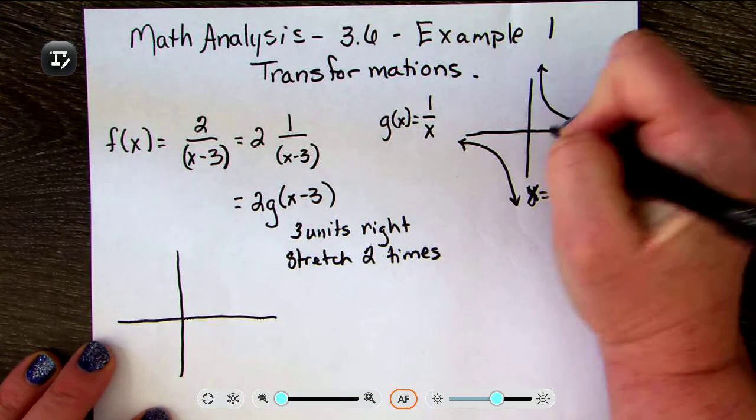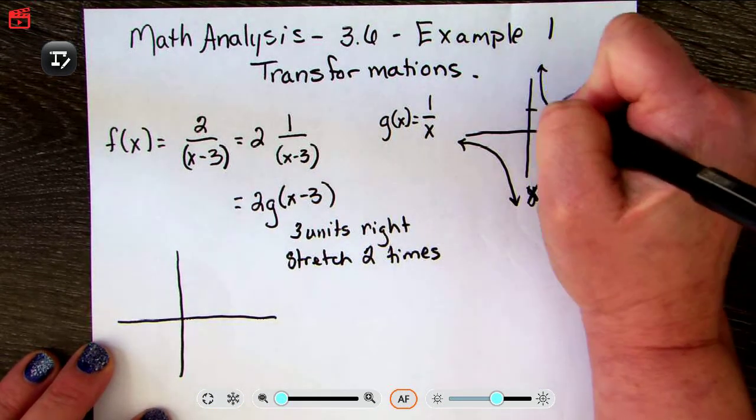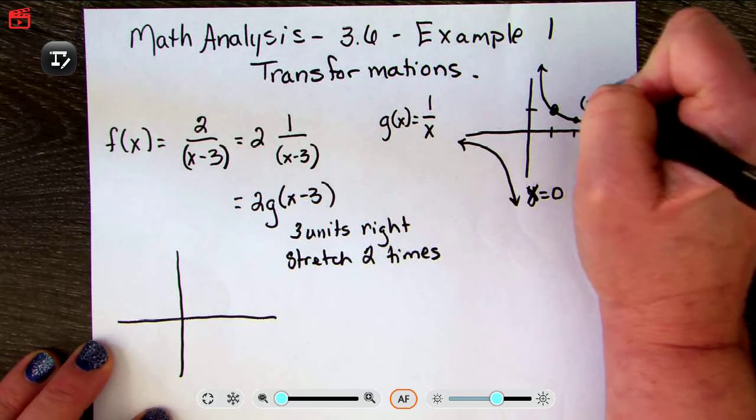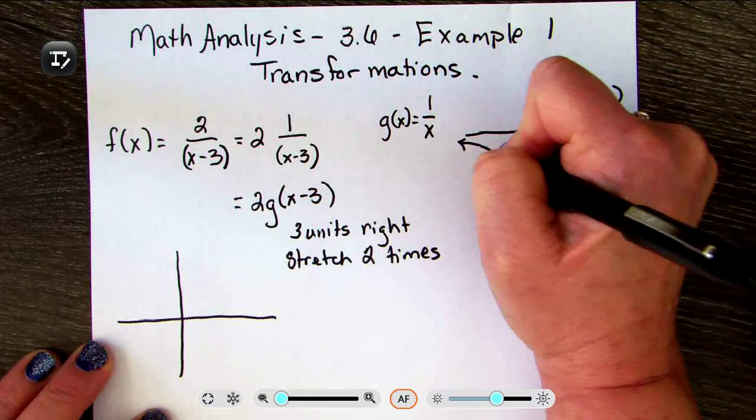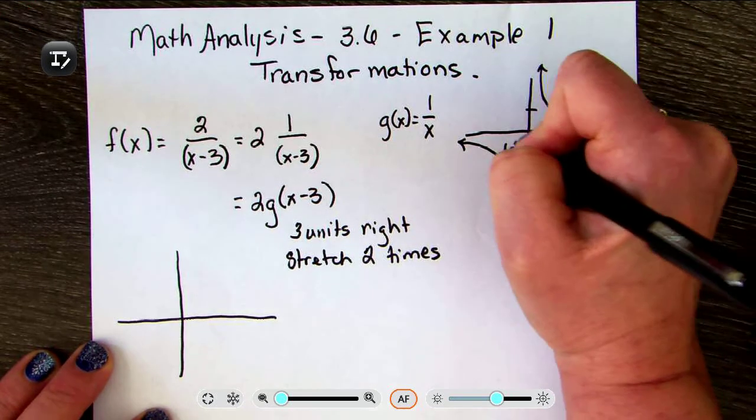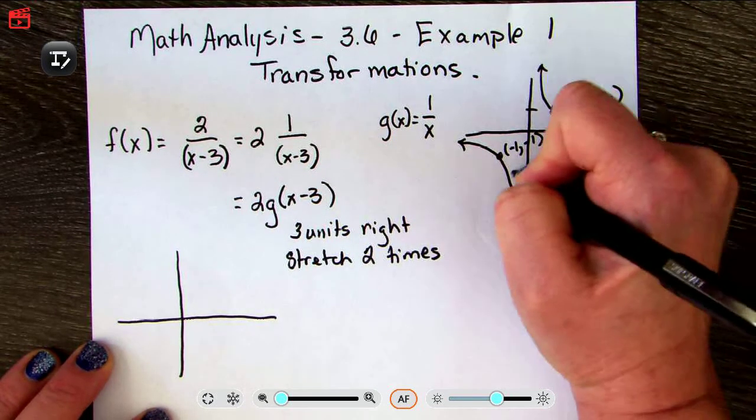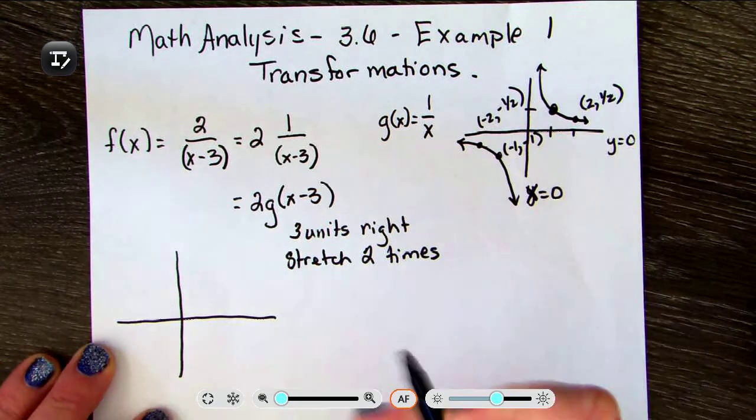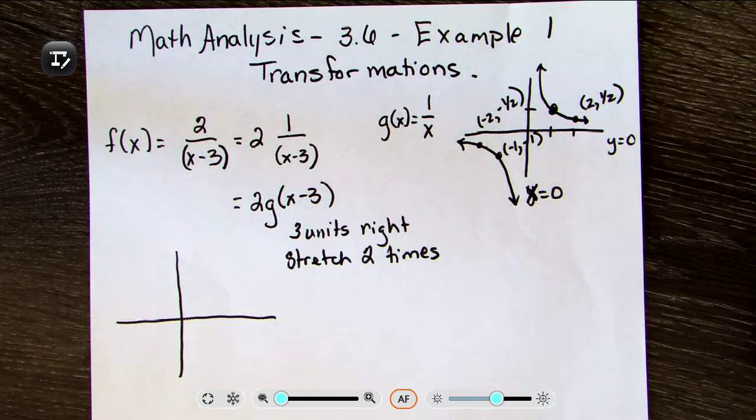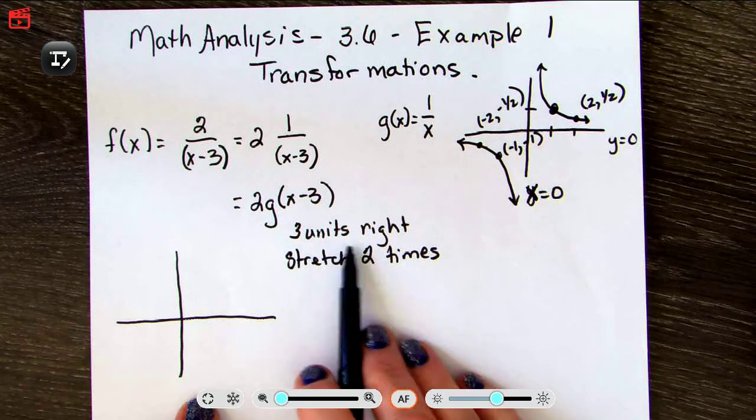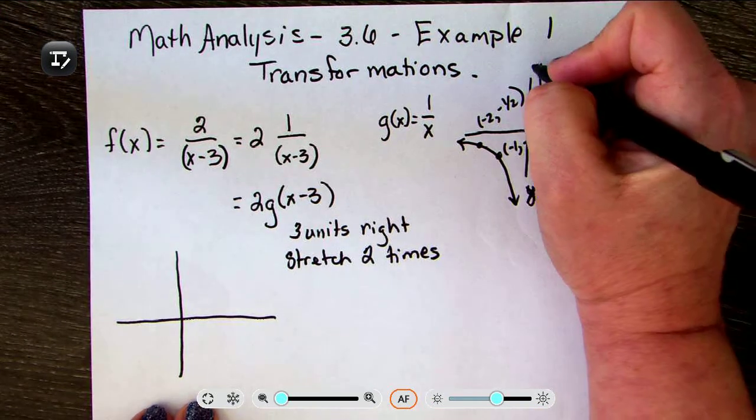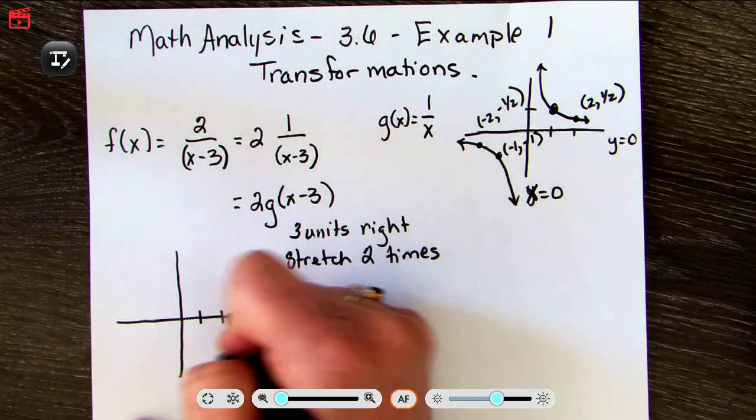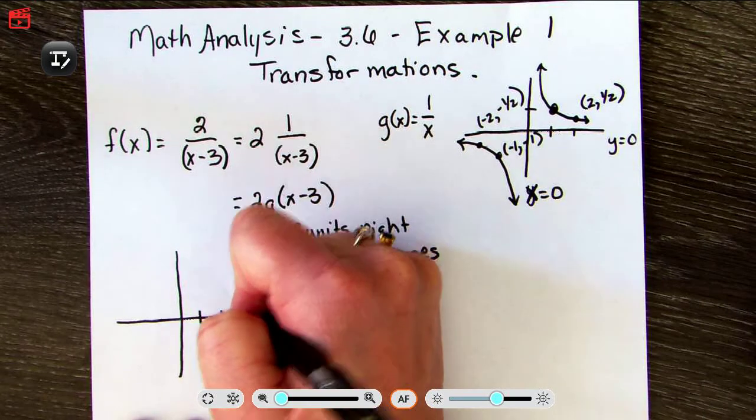And to help me a little bit, I might put some points on here. So 1, 1 is a point, and this would be 2, 1/2, just so we can see that stretch going in there. This would be the point -1, -1, and then we'd have that point -2, -1/2. So we can see the stretching happen. All right, first of all, we're going to move it 3 units to the right. So this vertical asymptote is also going to move 3 units to the right.